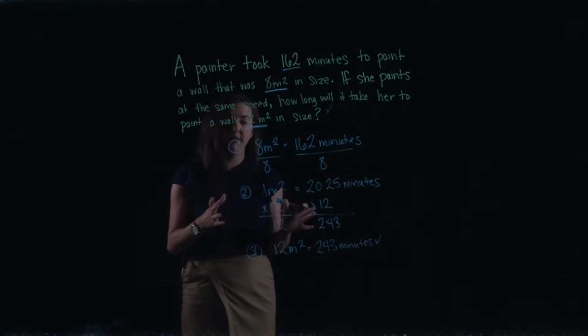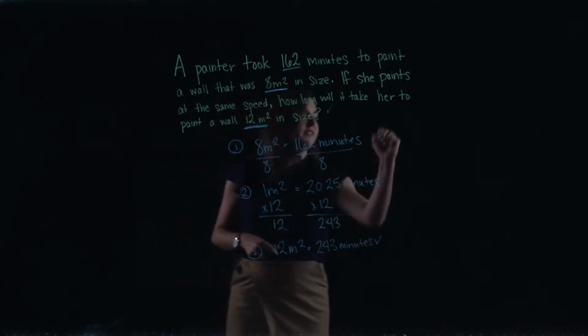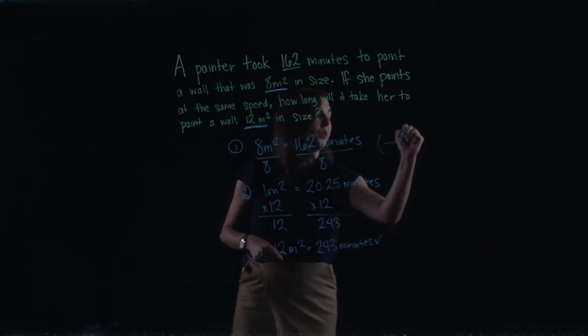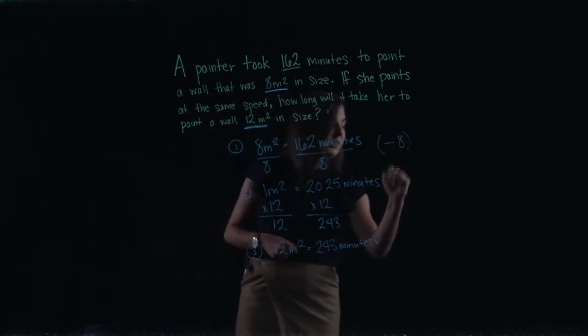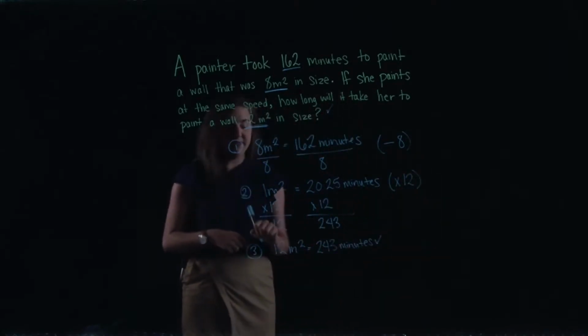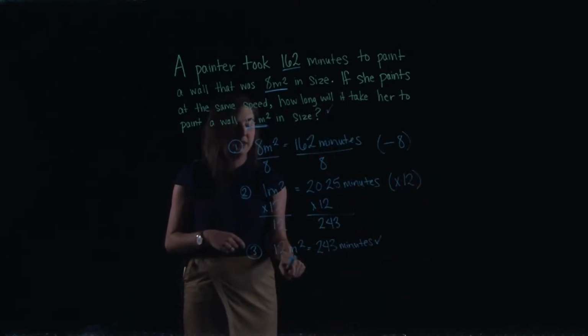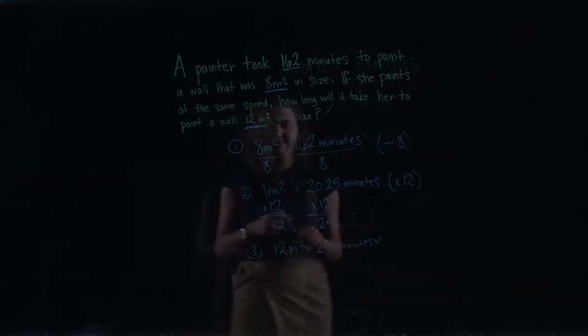So just to reiterate, we first pulled out what we knew from the equation. We divided both sides by 8 in order to find out how much time it would take for just 1 meter squared. When we determined how much time that would take, we multiplied both sides by 12. And then we arrived at our final answer, which is that 12 meters squared is equal to 243 minutes.